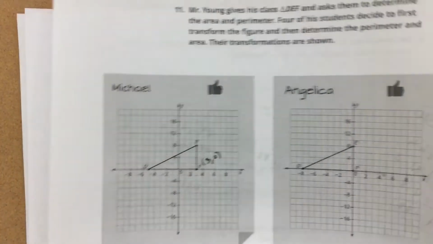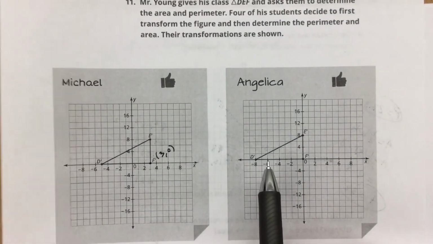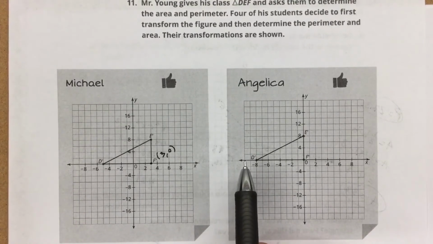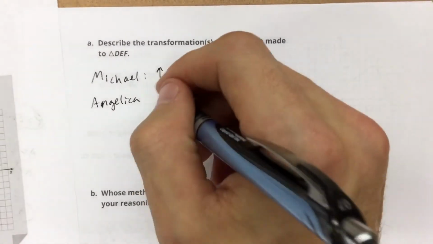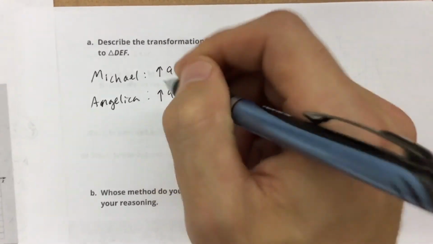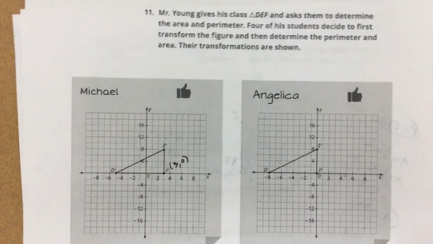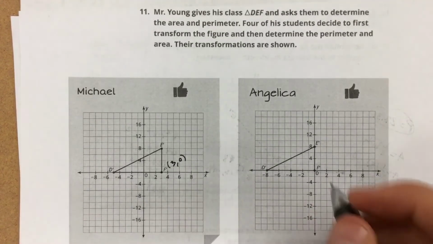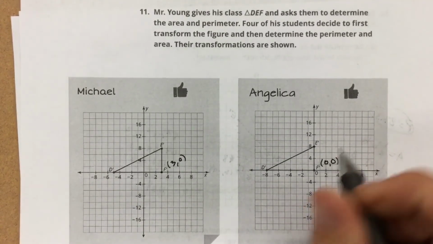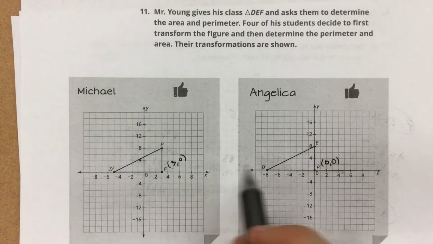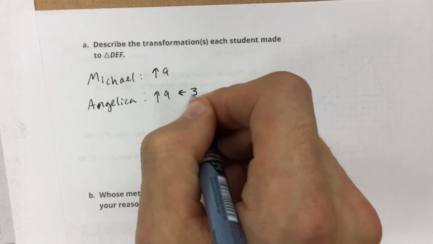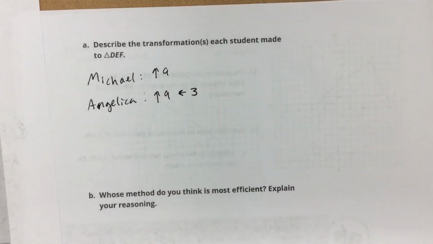Okay, we know that Michael moved his up 9 to get it to look like this. It looks like Angelica's looks a lot like Michael's, only it's scooted over to the left a little bit. So we can say safely that she moved up 9 as well, but she also moved it to the left, and so we just need to know how many. Well, this point F is at 3, 0, and this point F is at 0, 0. So to get from 3 on the x-axis to 0 on the x-axis, we need to move to the left 3. Okay, so there's Angelica.